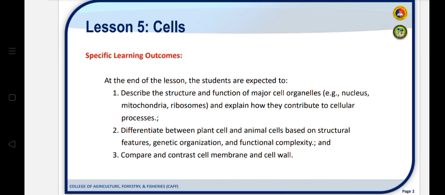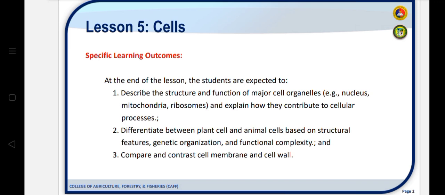So here are the learning outcomes. By the end of this lesson, you should be able to, first, describe the structure and function of major cell organelles. When we say organelles, these are like mini organs or small organs inside a cell. Each organelle has a special job, like the nucleus, mitochondria, and ribosomes, and we will learn what they do and why they are important.